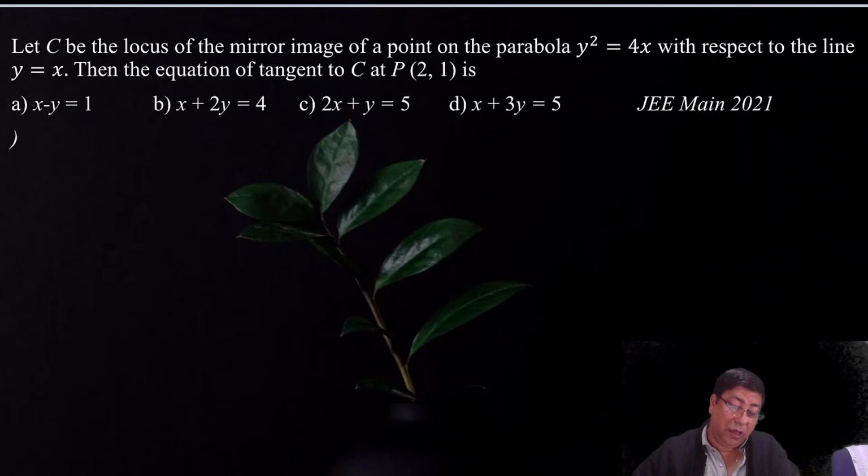let C be the locus of the mirror image of a point on y squared equals 4x with respect to the line y equals x. Then find the equation of the tangent to C at the point P(2, 1).